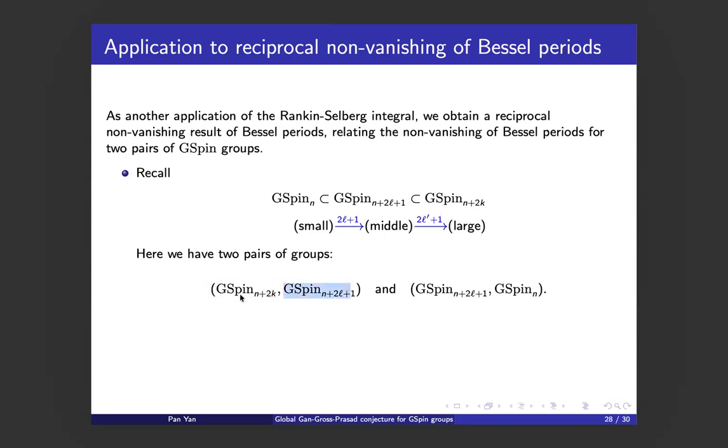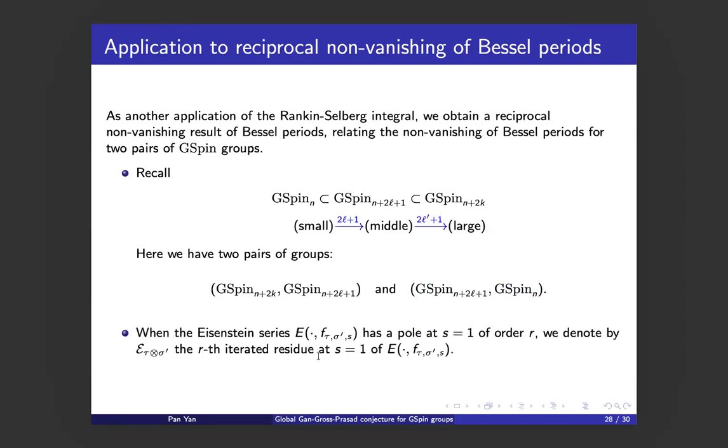That forms a pair of GSpin groups, and we can talk about the Bessel models for this pair. There's another pair, the middle GSpin and the small GSpin, and we can talk about the Bessel model for that pair as well. When the Eisenstein series has a pole at s equals 1 over order r, we denote by script E the residue of the Eisenstein series at s equals 1.